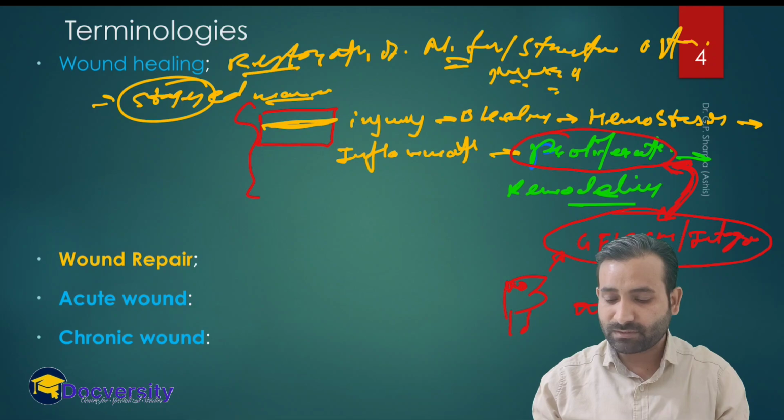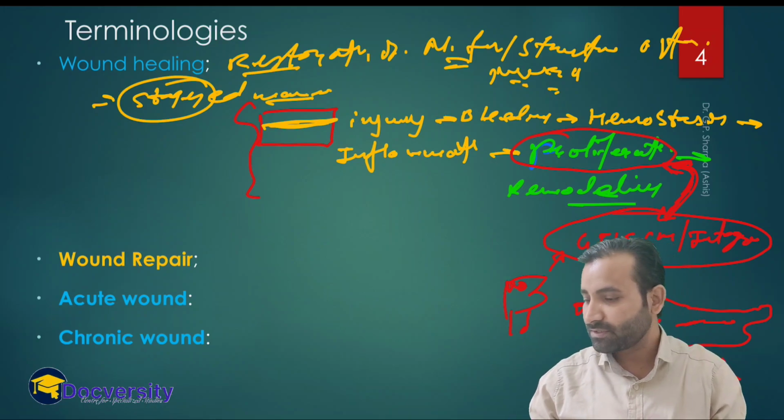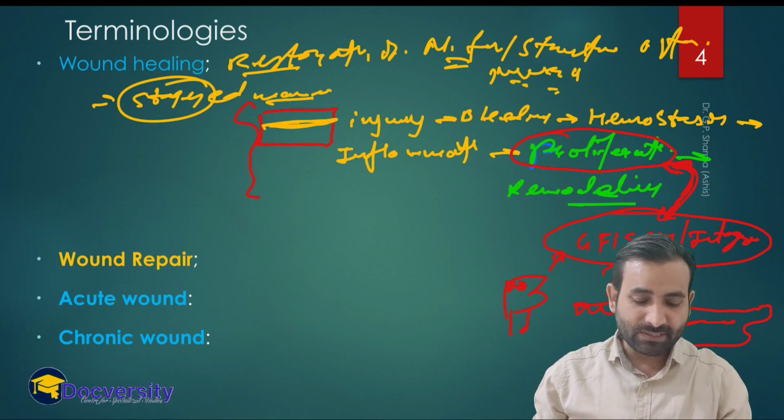Do you know the source of the stem cells? The source of the stem cells is either the bone marrow or maybe the capillaries, right? From these sources they cause the proliferation. So you understand, right? Now after that, let's see the wound repair.